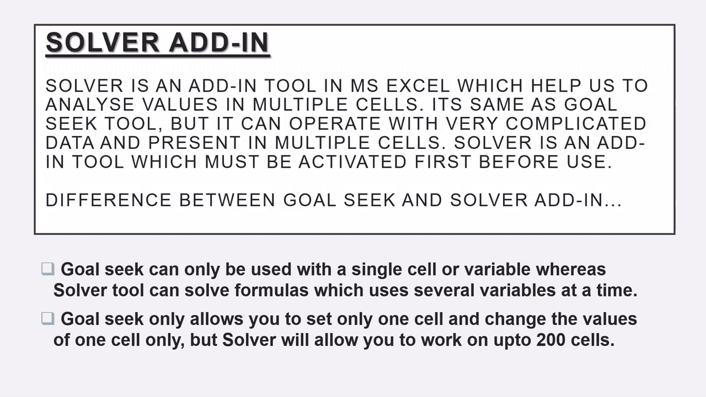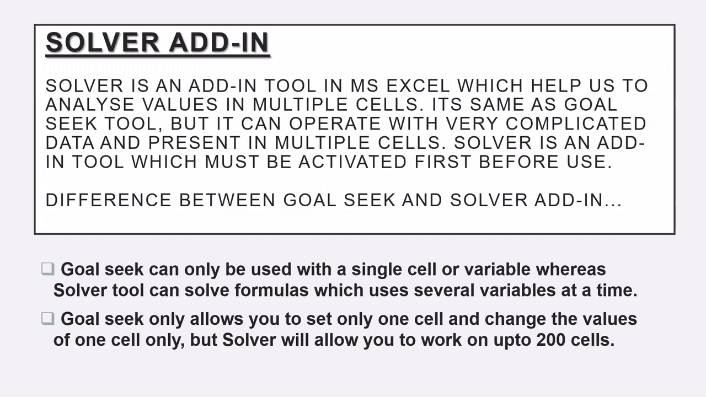Here you can see there are two differences I have mentioned between Goal Seek and Solver add-in. Goal Seek can only be used with a single cell or variable, whereas the Solver tool can solve formulas which use several variables at a time. We use Goal Seek when we have a problem or comparison values in a single cell. But when we need multiple cells, then we can go with Solver. Goal Seek only allows you to set one cell and change the value of one cell only, but Solver will allow you to work on up to 200 cells.